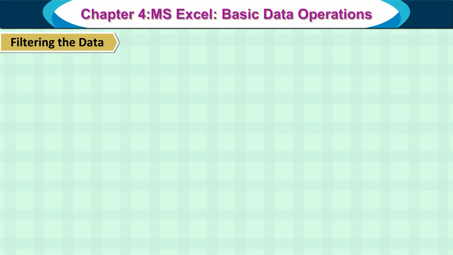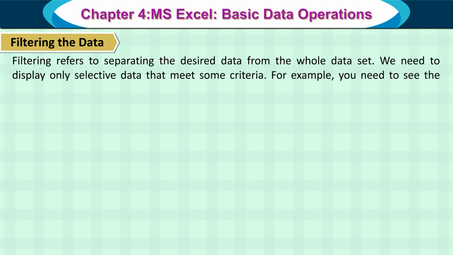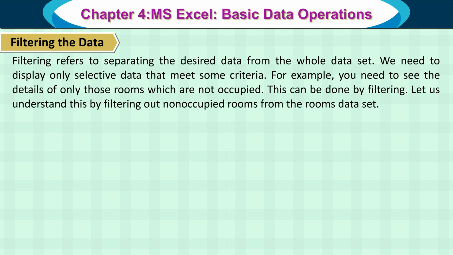Filtering the data. Filtering refers to separating the desired data from the whole data set. We need to display only selective data that meet some criteria. For example, you need to see the details of only those rooms which are not occupied. This can be done by filtering. Let us understand this by filtering out non-occupied rooms from the rooms data.